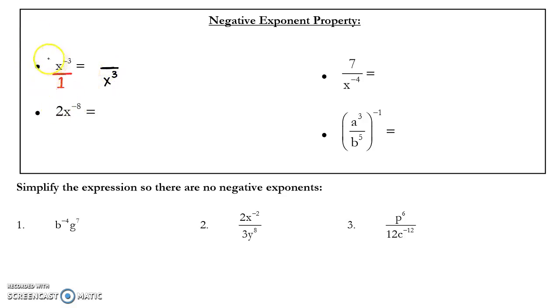Now, this is also really 1 times x to the negative third over 1. So, I have a 1 in my numerator. That's my simplified response. Okay.